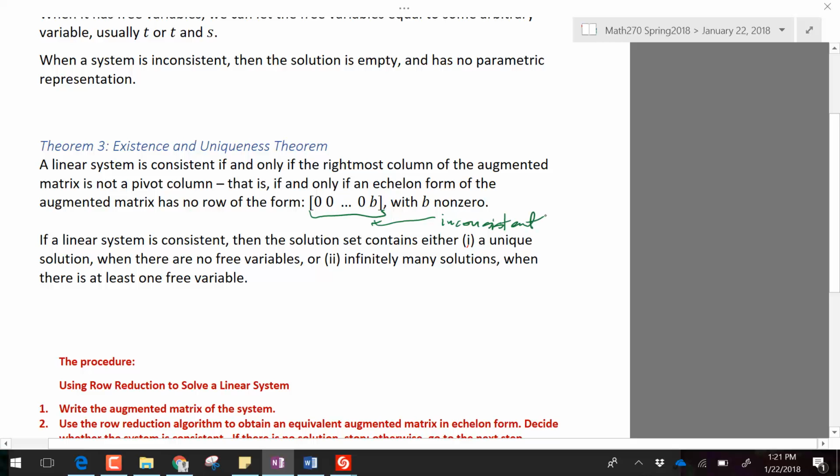What's inconsistent again? No solutions. Glad you guys remember that.